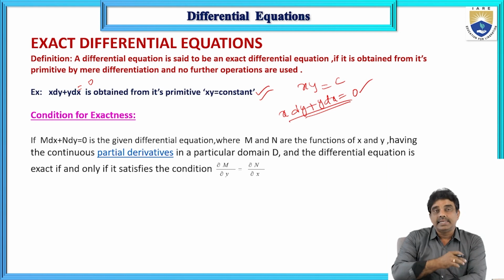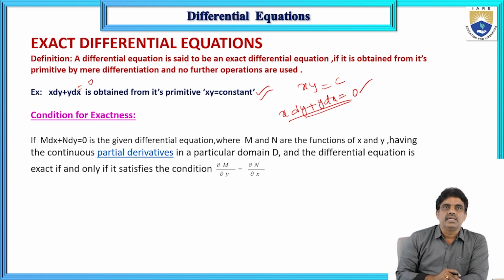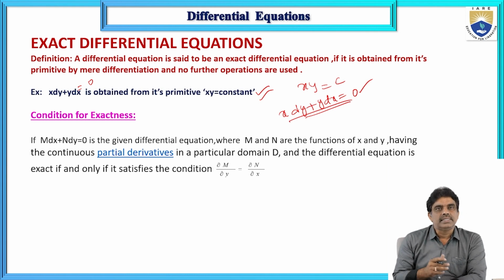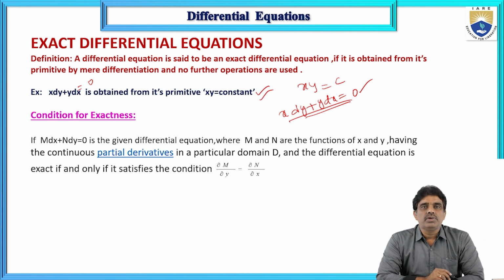So how to check the exact differential equation? How to check whether the given equation is exact or not? You cannot observe whether it comes directly from a primitive or not. That observation is very complex. So we have one condition for exactness.